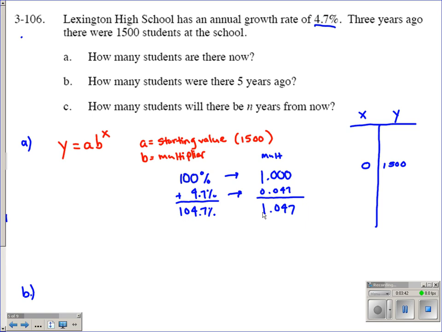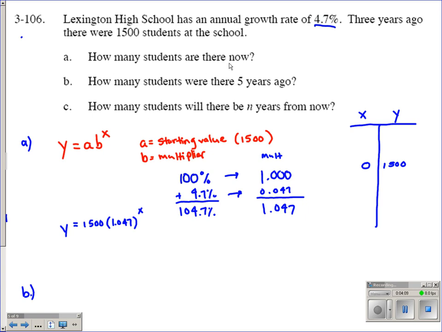Let's use what we know here and plug it into our equation. We know that y equals a, which is 1,500 students, times 1.047, which is more or less 104.7%, over x number of years.